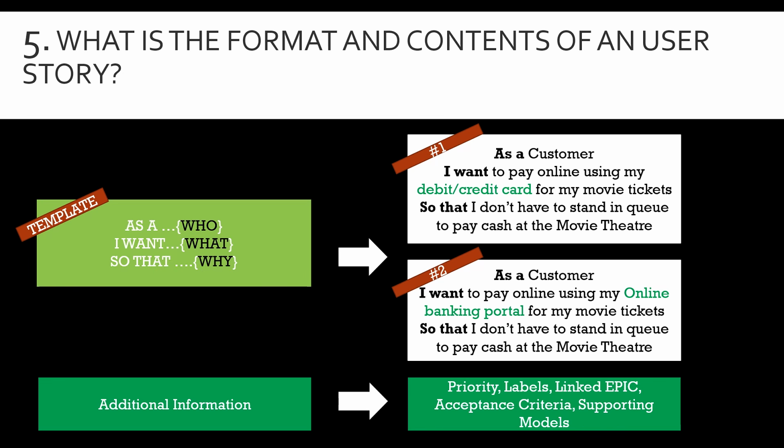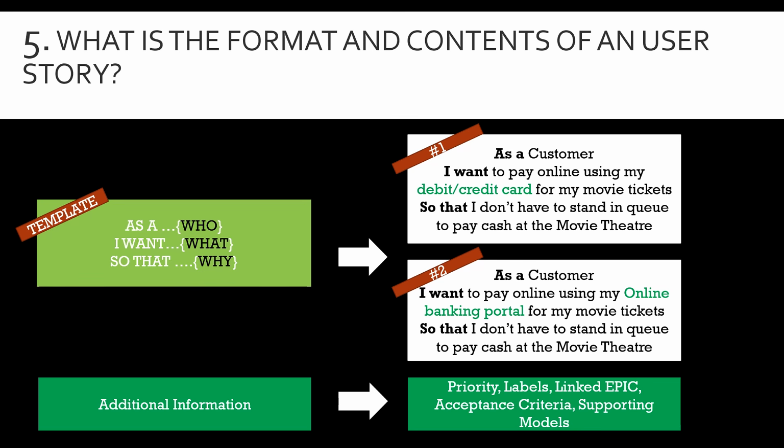Again, he wants to avoid standing in queue. The second user story talks about customers' ability to pay online using the online banking portal. So for example, they don't want to use a credit card, they want to use their online banking, net banking portal. So this breaks down the epic into more details of the channel which the customer wants to use. We can still have more user stories like the mobile wallets, PayPal, etc., etc.